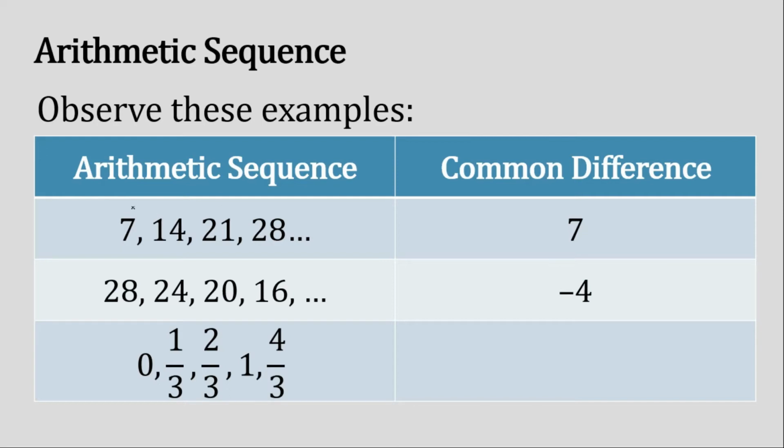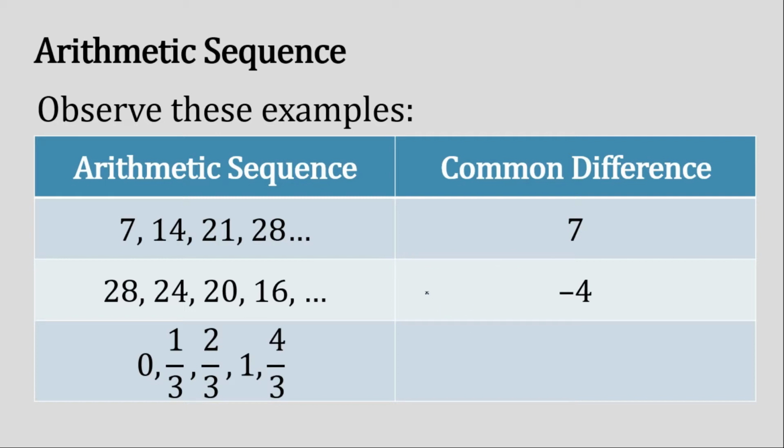Now compare both arithmetic sequences. The first one, 7, 14, 21, 28, has an ascending pattern. As you can see, if it is in an ascending pattern, the common difference is positive. If it is descending, 28, 24, 20, 16, the common difference is negative. It's nice to keep that in mind for future references.